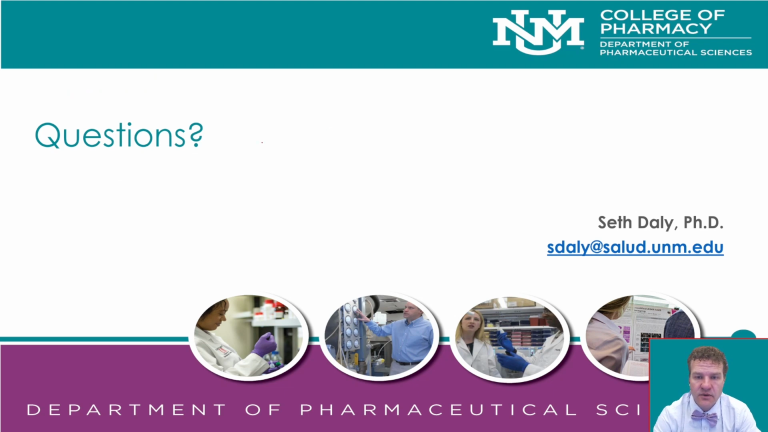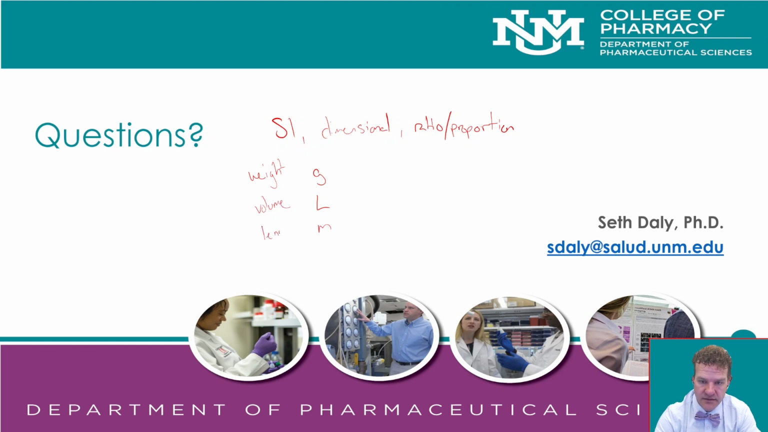All right, so that concludes what we were working on. So we talked about the metric system, okay, so the SI system, dimensional, and ratio proportion analysis, and how we use those to convert grams, liters, and meters. So remember, this is weight, volume, and length. So go out there and practice, practice, practice.